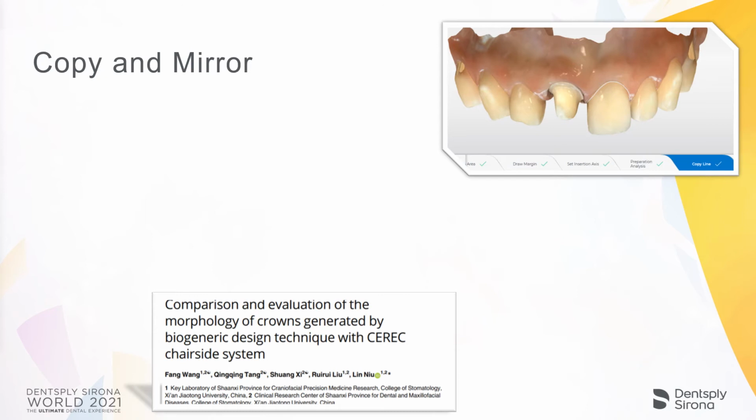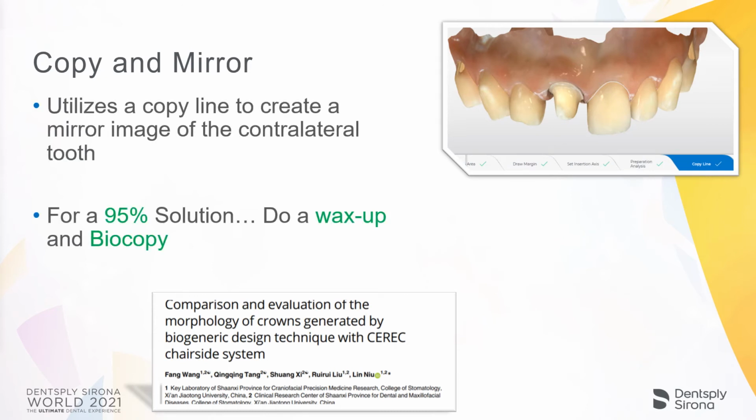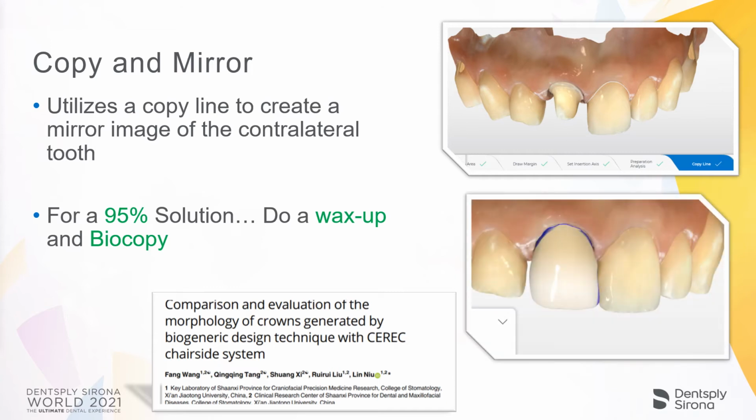A lot of people will think, well, what about the copy and mirror function? Well, it utilizes a copy line to create a mirror image of the contralateral tooth. The issue is most of our patients aren't symmetrical, even if they appear to be symmetrical. So what I tell people is, for a 95% solution, if you want to do very minimal work, do a wax up and do a biocopy.